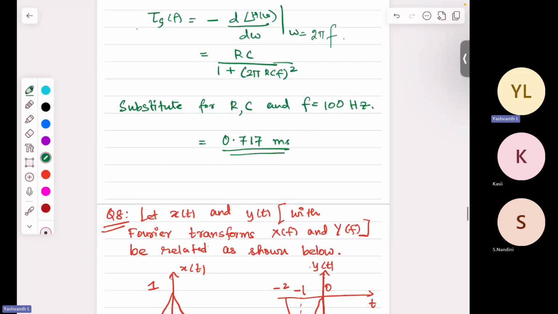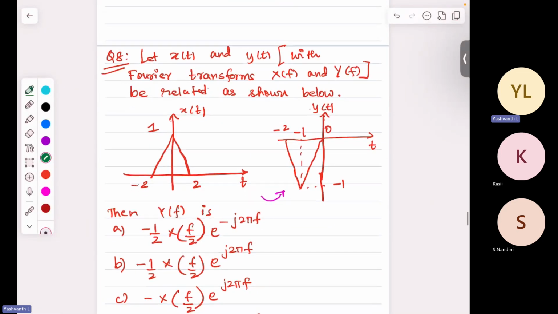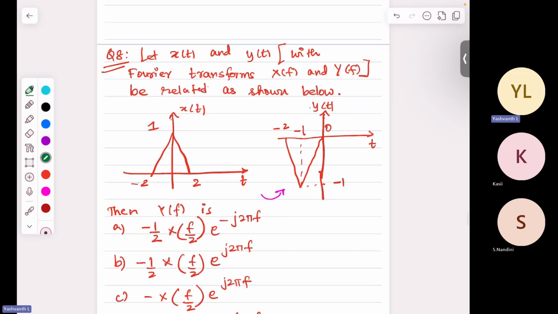Let me move on. Okay, next question is an interesting question. The question goes as follows. Let x of t and y of t, with their respective Fourier transforms x of f and y of f, be related as shown below. This is your x of t: a triangle signal from -2 to 2 with amplitude 1, the peak goes to 1 at t equal to 0. And y of t is something different. It is basically an inverted triangle with base from -2, 0 to 0, 0 and amplitude -1. These are x of t and y of t.